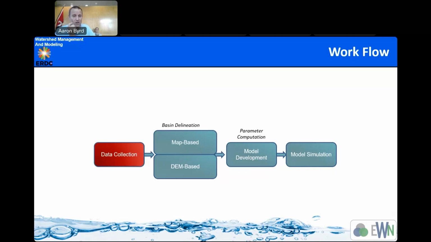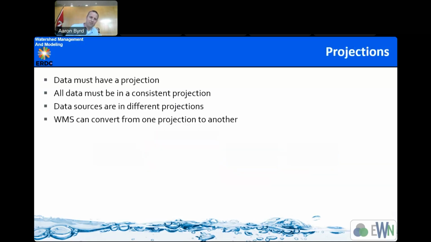If you're working in an urban area, you could start with a DEM-based delineation, or maybe you have really good elevation data that might give you a good DEM-based delineation. But you might have to modify it based on roadway embankments or things like that. So that's where map-based delineation comes into play. But we're going to start out by talking about data collection, how to get data into WMS. And to do that, we first need to talk about projections.